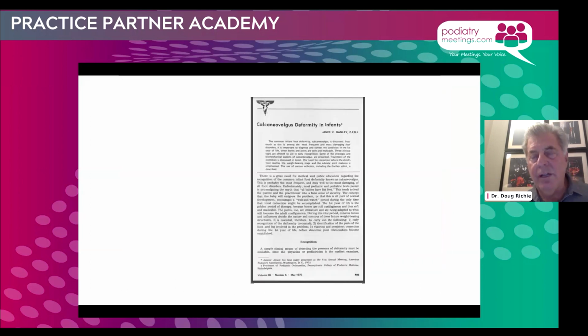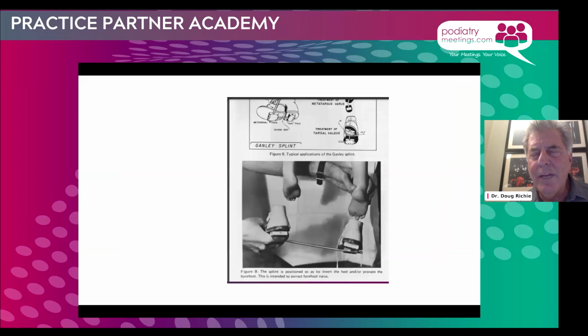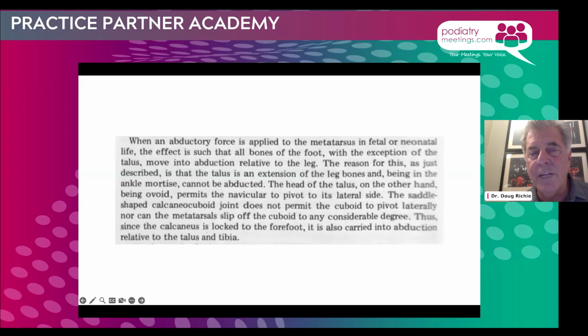Jim Ganley, really a legend in our profession, who died much too soon at age 52, was really one who first described how flat foot deformity in infants was really a rotation of the lamina pedis beneath the talus. How the talus was held in the ankle mortise and the tibia and the foot plate moved beneath it. He really was a real twisted plate guy in the sense that he showed the Ganley night splint, moving the rear foot into inversion and the forefoot to eversion in order to correct a congenital calcaneovalgus flat foot deformity.